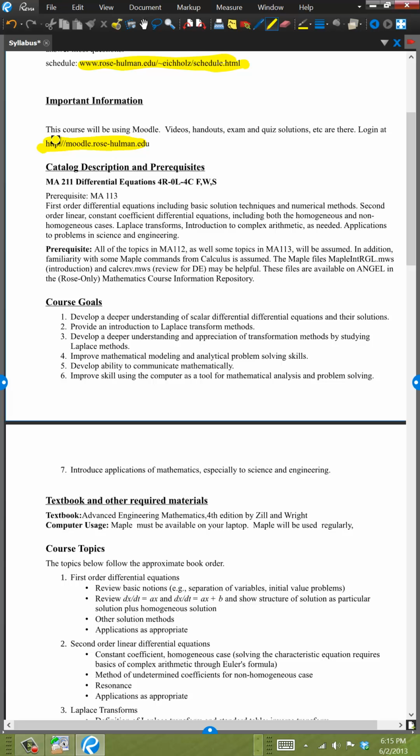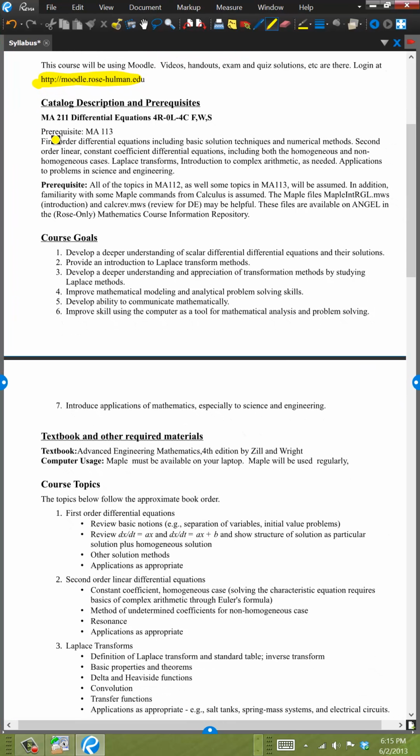Okay, let's get down to the nuts and bolts things. This is MA 211, differential equations. The prerequisite is technically MA 113. In practice, really, I use very little from Calc 3, but I use a lot of the things from Calc 2. So if you haven't had Calc 3 yet, don't be too concerned, but you will need to know your Calc 2 fairly well.